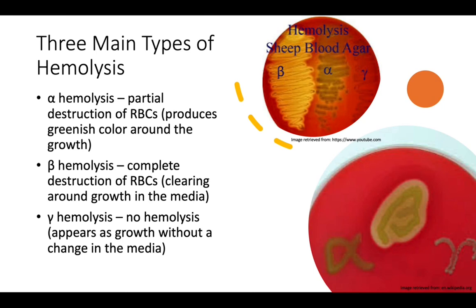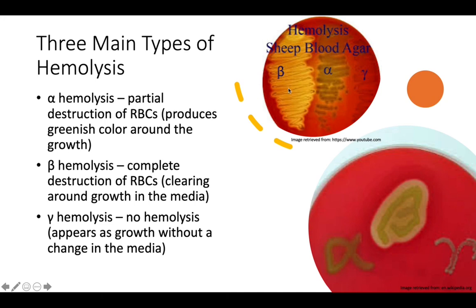So the three types of hemolysis, you have alpha hemolysis. That's that partial destruction of red blood cells. That's the greenish color, so the middle of this top plate. So think of an old bruise. Your red blood cells are still there, but they've been broken down a little bit. Then you have beta hemolysis, that's this first one.